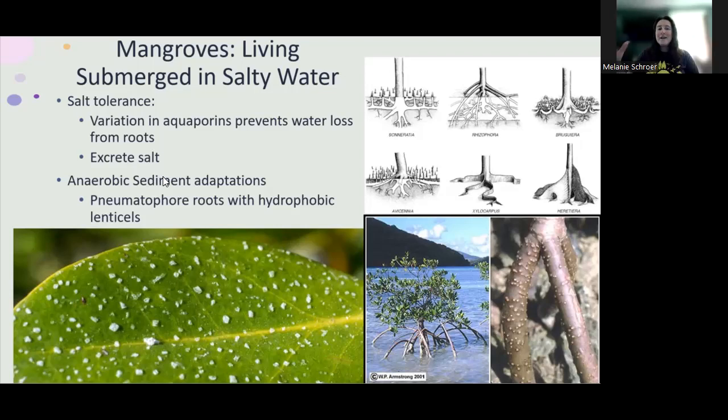Okay, so take home message, super cool, I think. These mangroves live in salty water. They tolerate salt because they either excrete it or they filter it out of their roots. And they are adapted to the anaerobic environment by these specialized roots, which selectively take in air. They only do this by sticking out above the water and the soil.